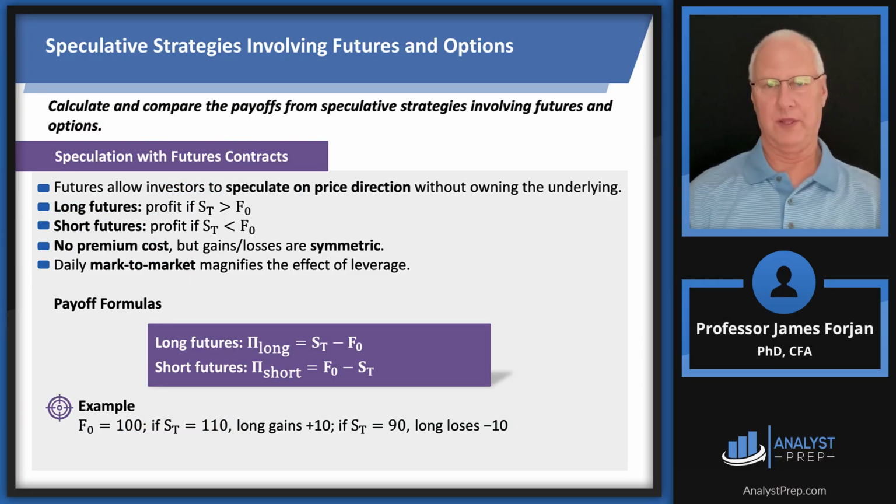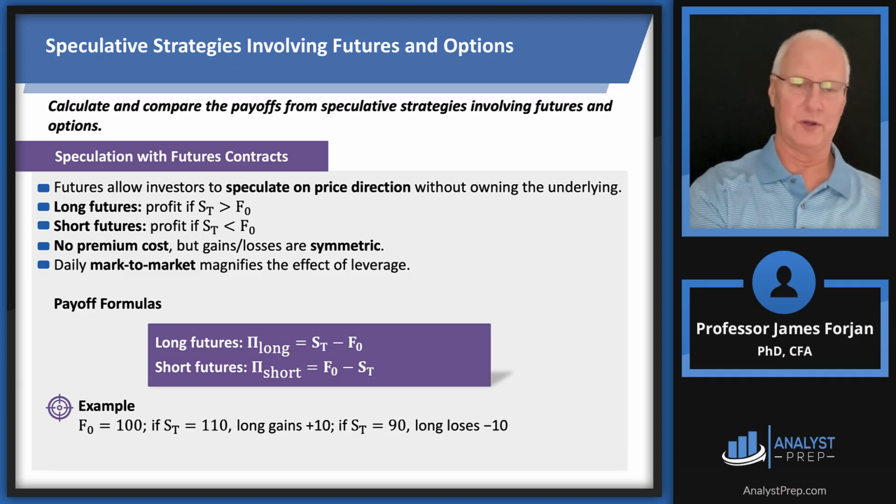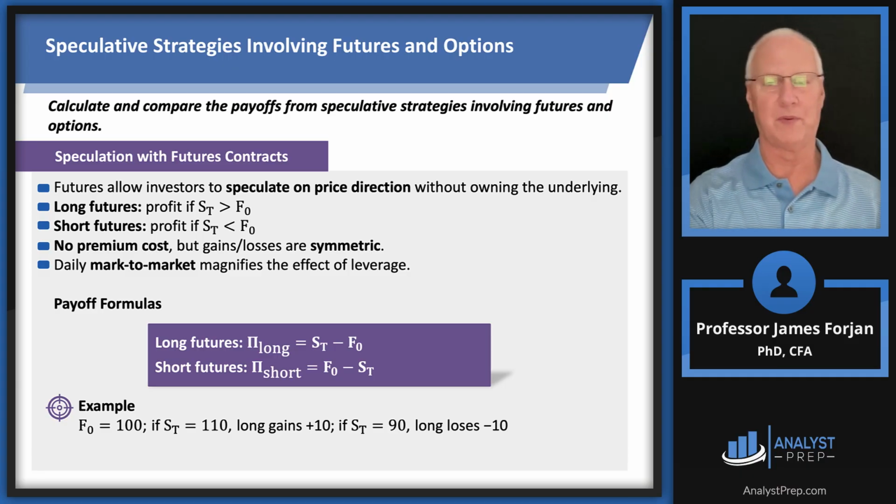Now, speculation with a forward contract, or in this case, a futures contract, this is going to be symmetric. This is going to be just a line. All we're doing is betting on the price of the underlying asset. So if you look down at the bottom, we've got a forward price of 100. If the price is 110, well, the long position gains $10. If the price is 90, the long position loses 10, but the short loses 10 in the first example and gains 10 in the second example.